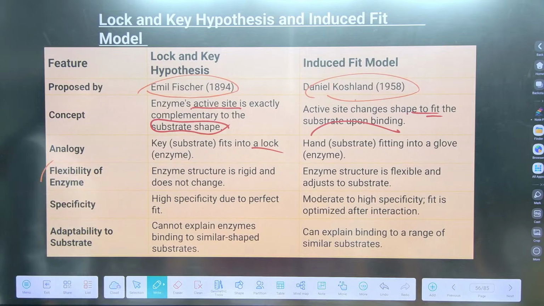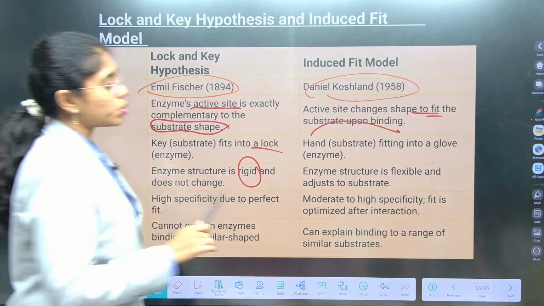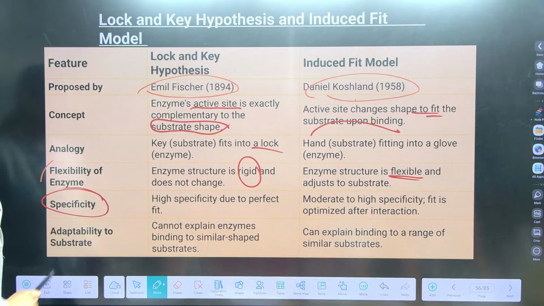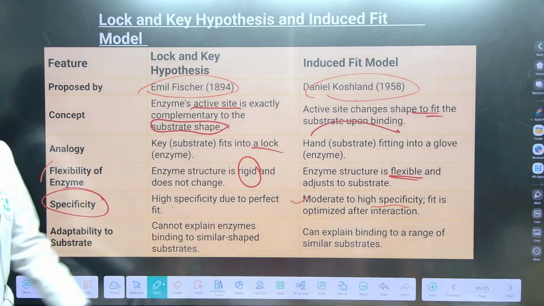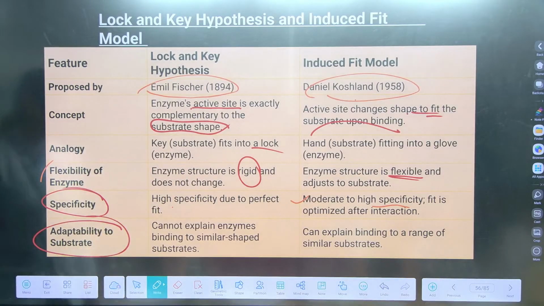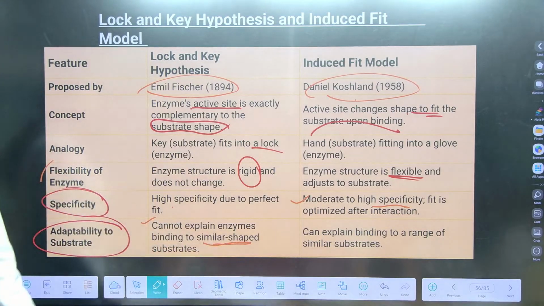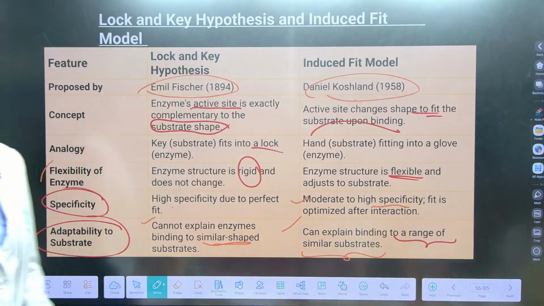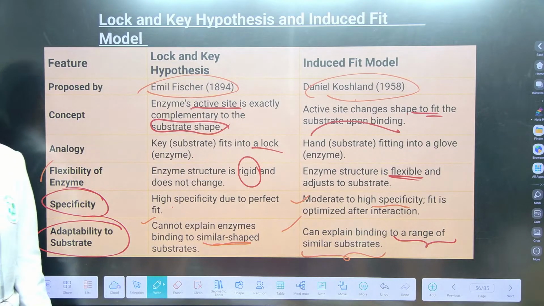Next, flexibility of the enzyme. In lock and key, the enzyme structure is rigid and does not change its shape. Here the enzyme structure is flexible and adjusts to the substrate. Specificity: high specificity due to perfect fit. Here it is moderate, and the fit is optimized after interaction. Adaptability to the substrate: lock and key cannot explain enzymes binding to similar shaped substrates, while induced fit explains the range of similar substrates. Understood? These are the key differences between the lock and key hypothesis and the induced fit model.